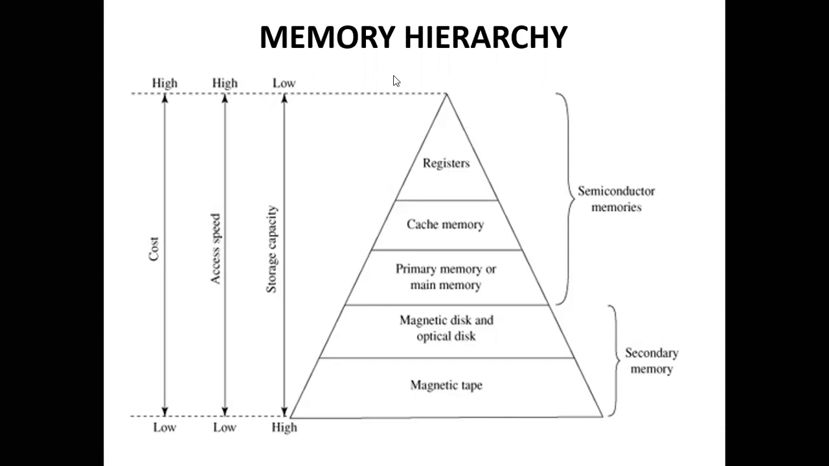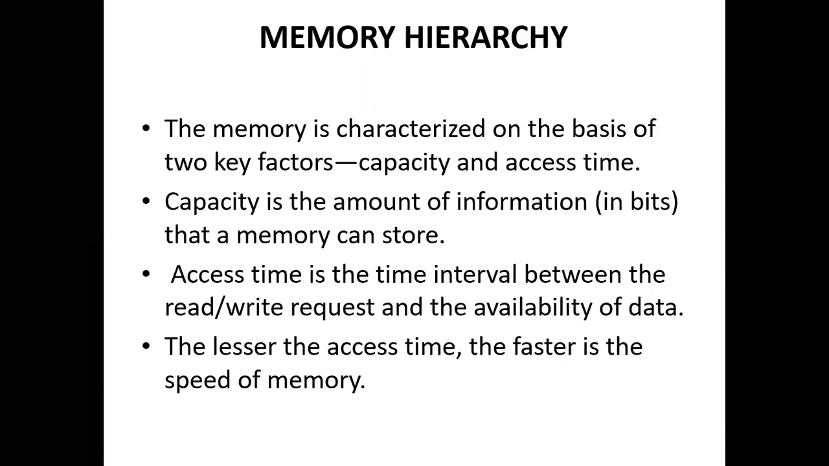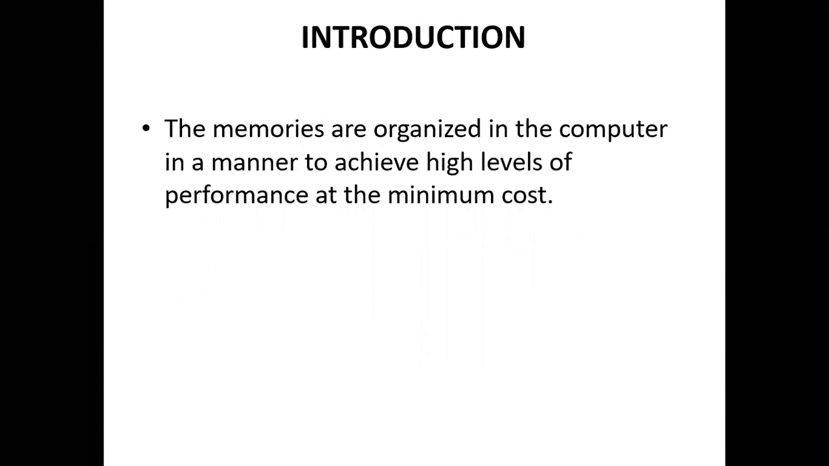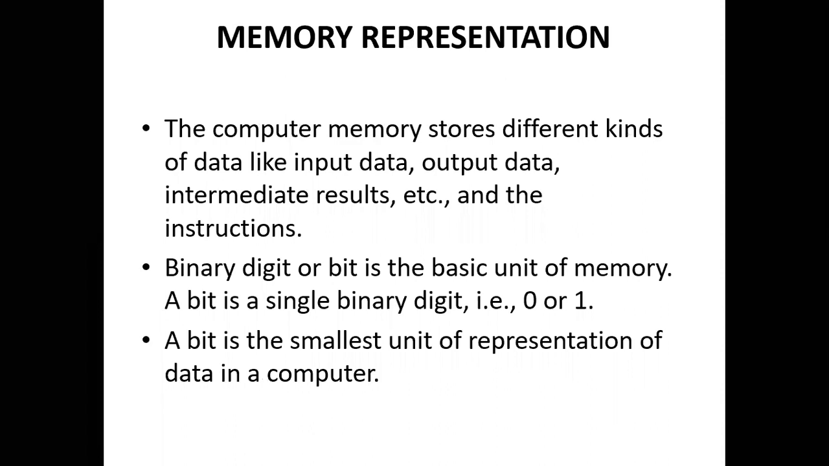So to compensate for that, we'll say, okay, let us have a bit of these expensive memories, and then we also include a larger portion of secondary storage, which is cheaper, so that the cost of the computer will be affordable. I'll say more on this hierarchy, but I just wanted to emphasize this point where we said the memories are organized in the computer in such a way that will achieve high levels of performance at a minimum cost.